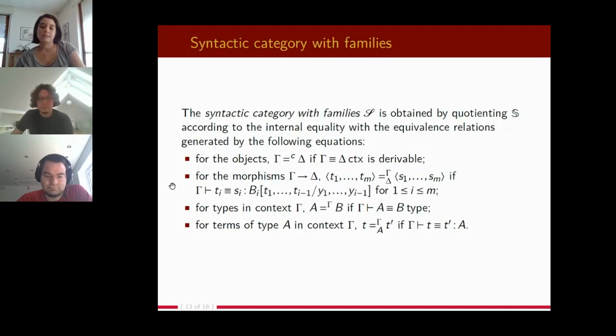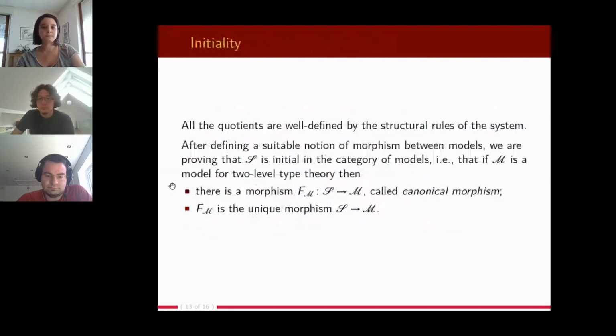Then two types in a context gamma are equivalent if it's possible to prove that the two types are equal in context gamma. And again, two terms of type A in context gamma are equivalent if gamma proves that the two terms are equal terms of type A. So all the quotients of the previous slide are well defined by the structural rules of the system. We defined a suitable notion of morphisms between models.